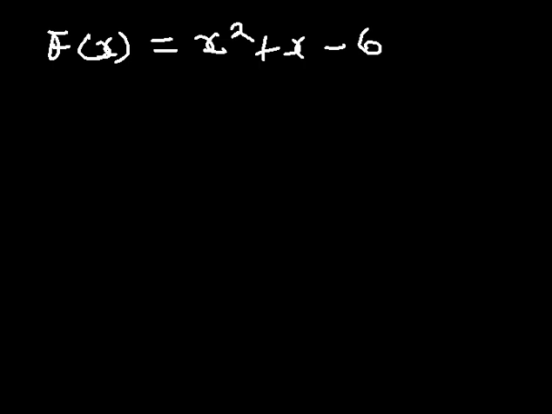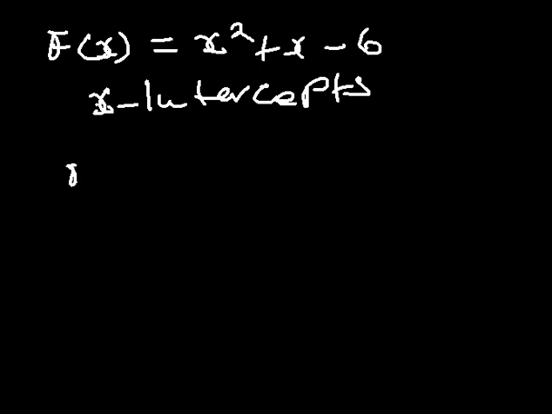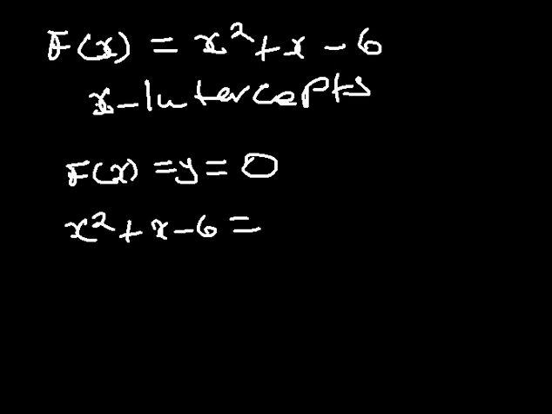So all we need is to have the x-intercepts. That's the first thing to consider. And how should we have the x-intercepts? Those will be obtained upon having f of x, or say y, being equal to 0. Mind you, f of x is the same as y. So we have x squared plus x minus 6 is equal to 0.